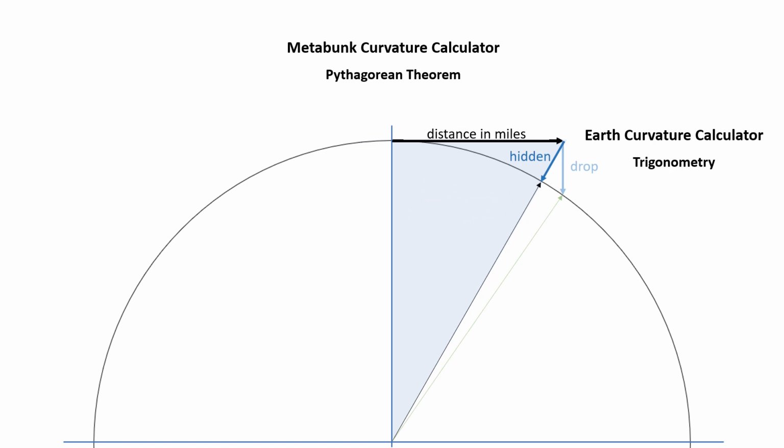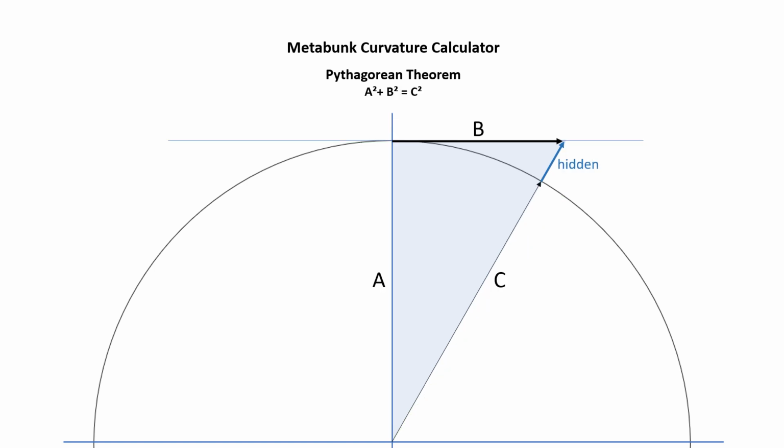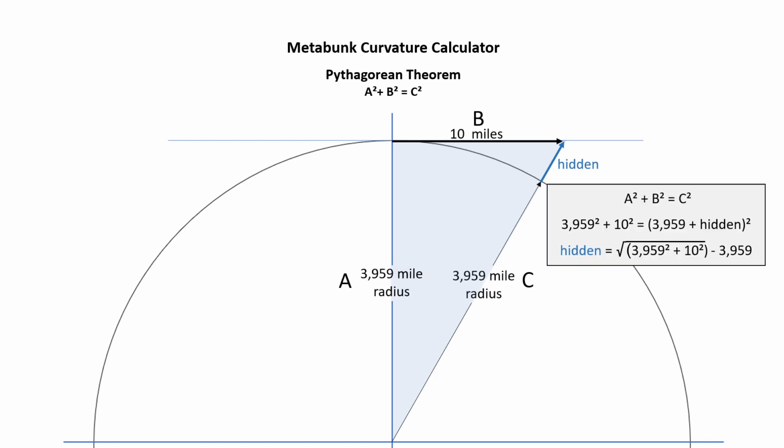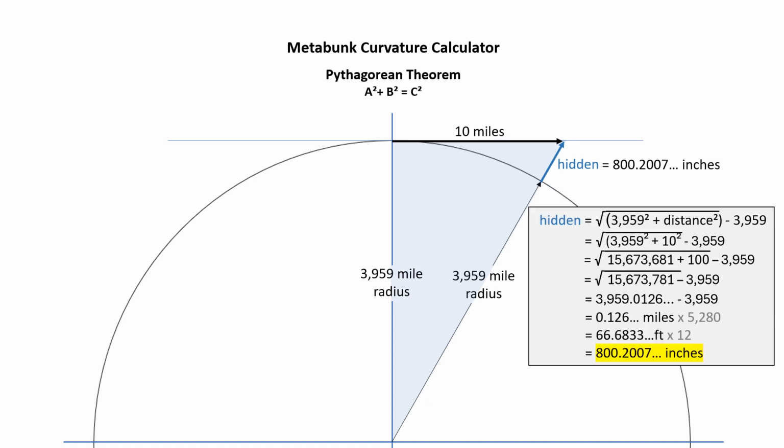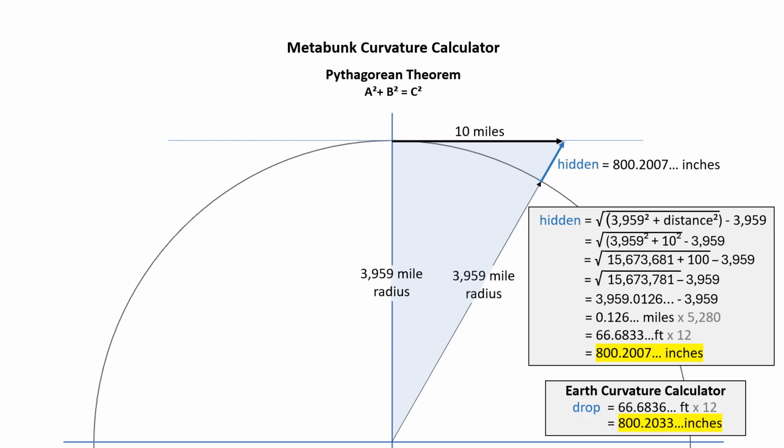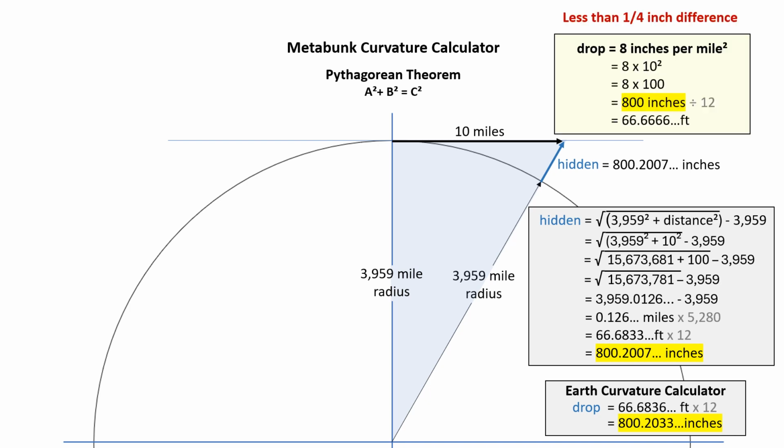Now when you compare this to the drop of the Earth curvature calculator, you can see that the hidden will be a little bit smaller value for the same amount of distance. Now since this calculation is done with the Pythagorean theorem, that means the hidden is equal to the square root of 3,959 squared plus 10 squared minus 3,959. Now these calculations give us an answer of 800.2007 inches. Now as I stated earlier, this would be smaller than the regular Earth curvature calculation. But again, we have less than a quarter-inch difference between all three of these.